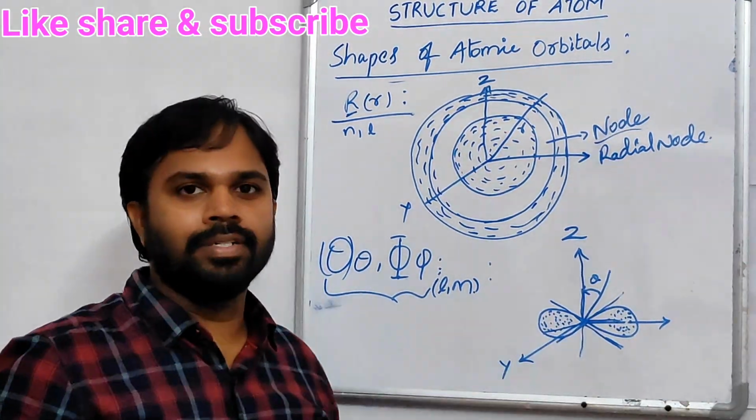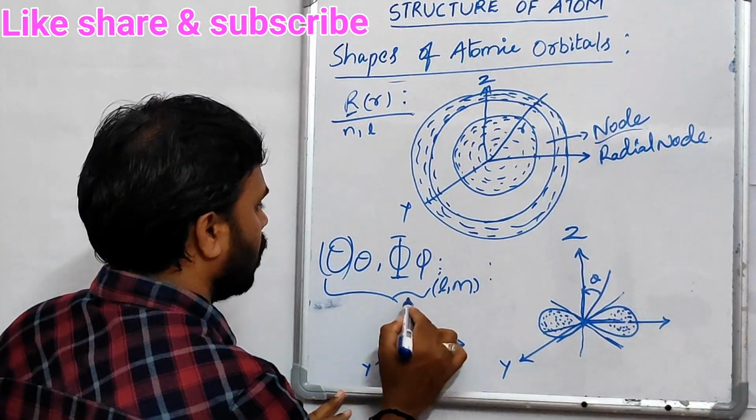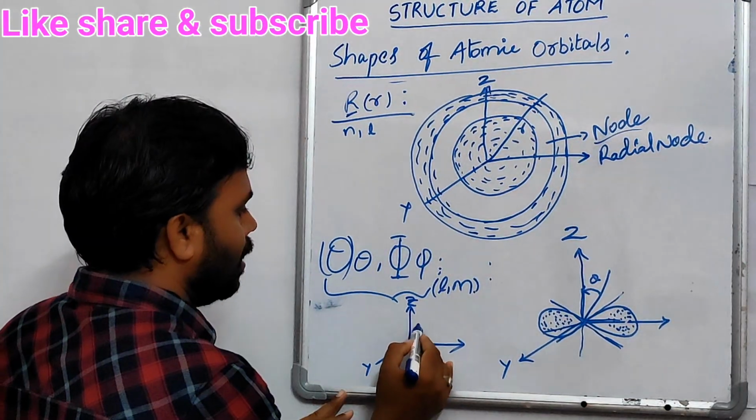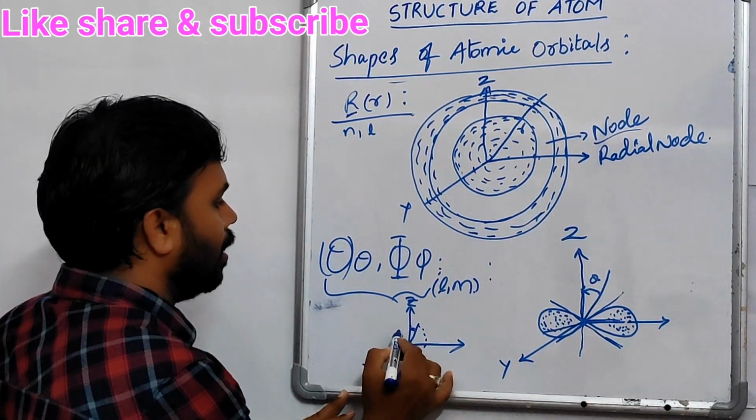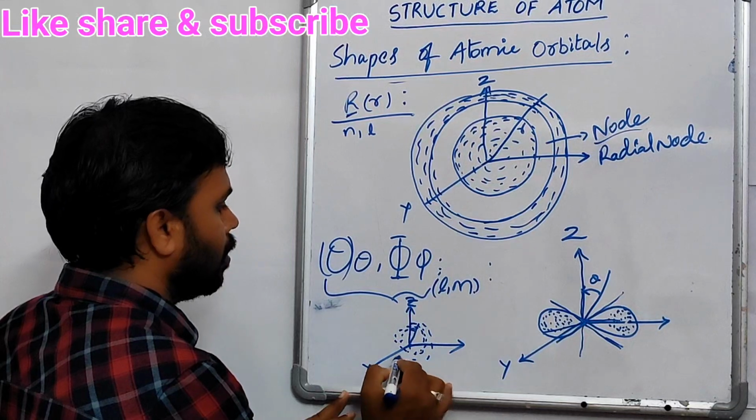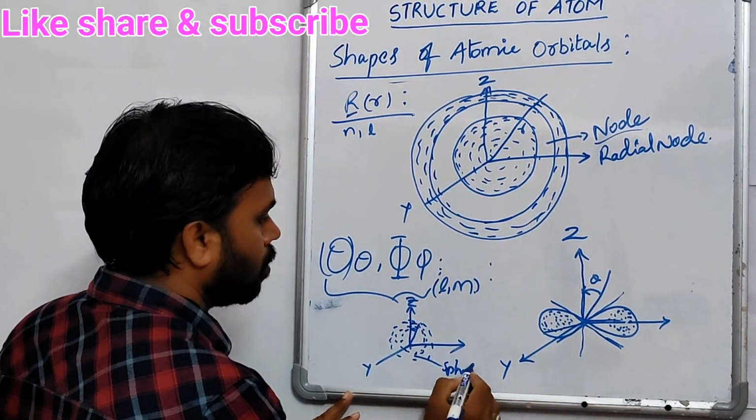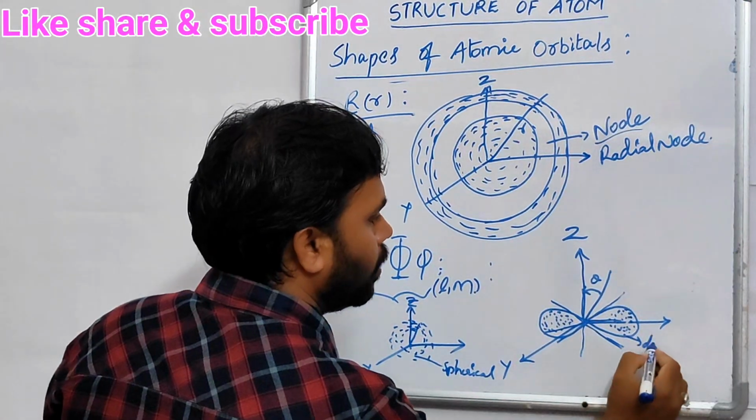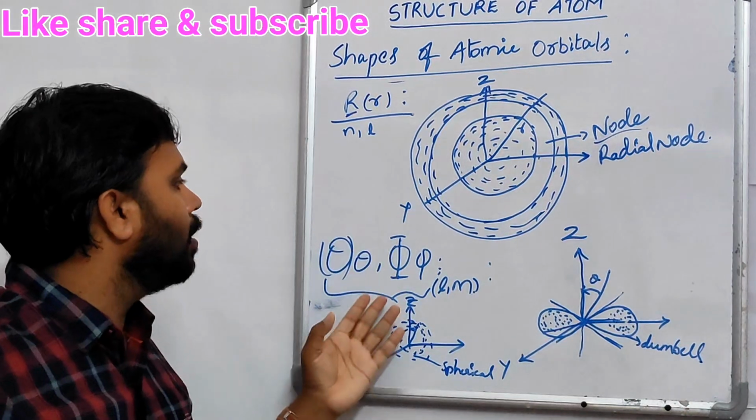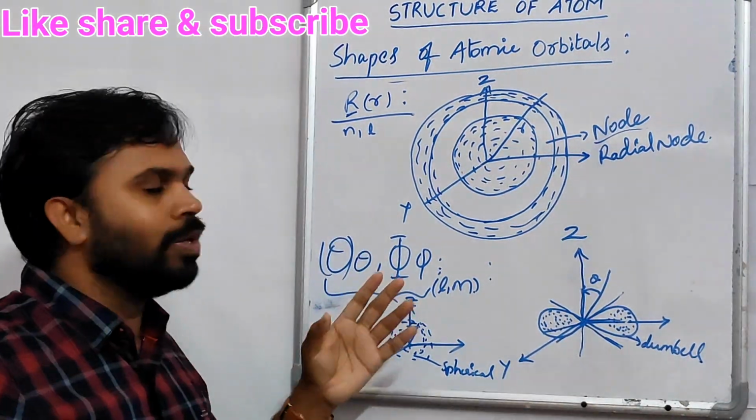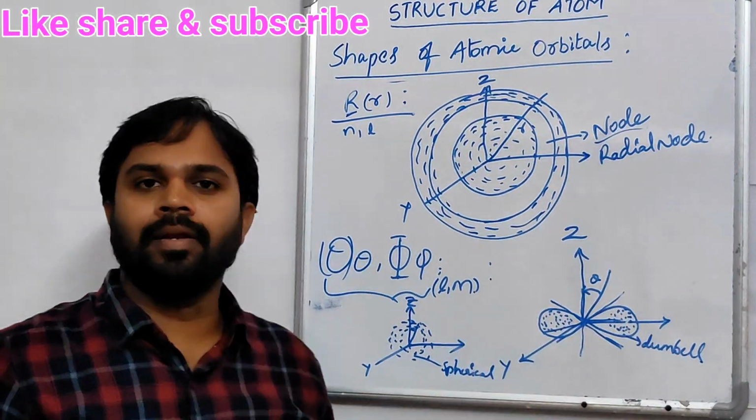This is dumbbell in shape. And similarly, in another plane, this angle moves in all directions. It gives the electron density. This is present in a spherical shape. This is dumbbell shape. This is the radial part and angular part. Based on these two, we get information about electron density, nodes and shapes of orbitals.